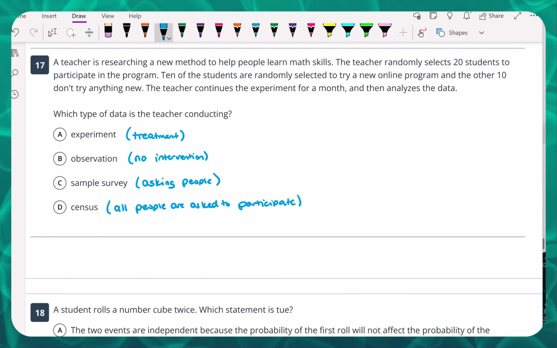Okay, so if a teacher is researching a new method to help people learn math skills, the teacher randomly selects 20 students. 10 of the students are randomly selected to try a new online program, and the other 10 don't try anything new. So this teacher is actually giving 10 of these students a new online program. So they are applying a treatment. This means that this is an experiment.